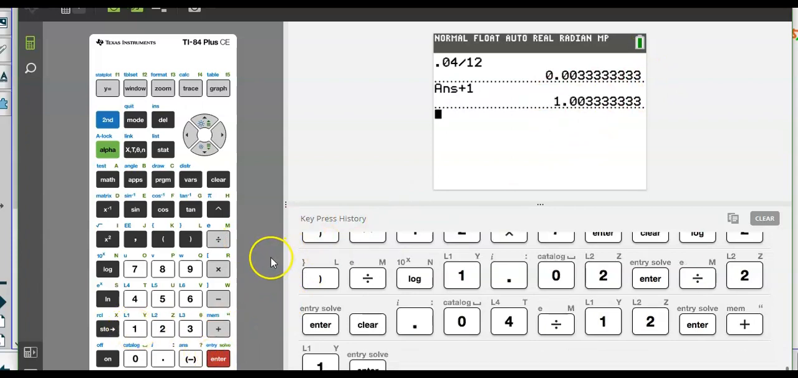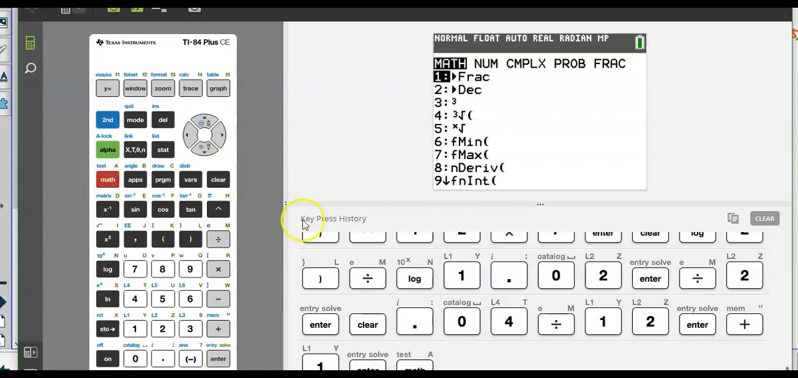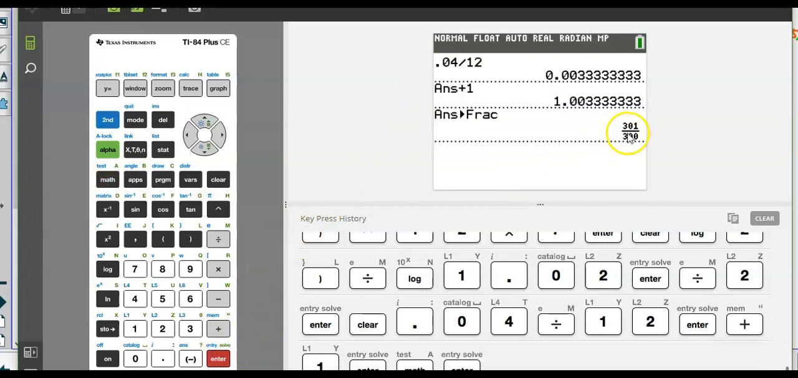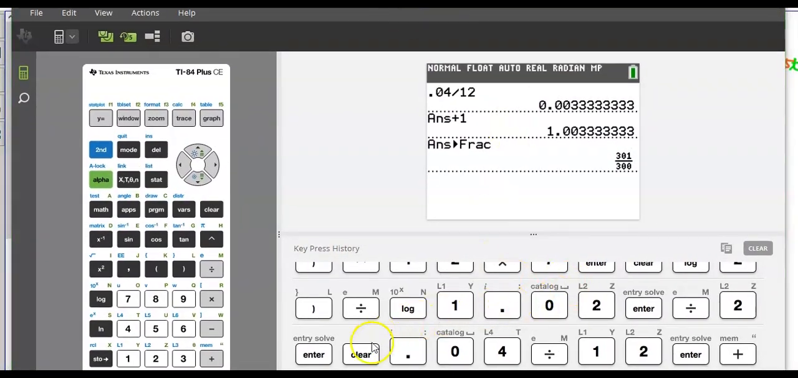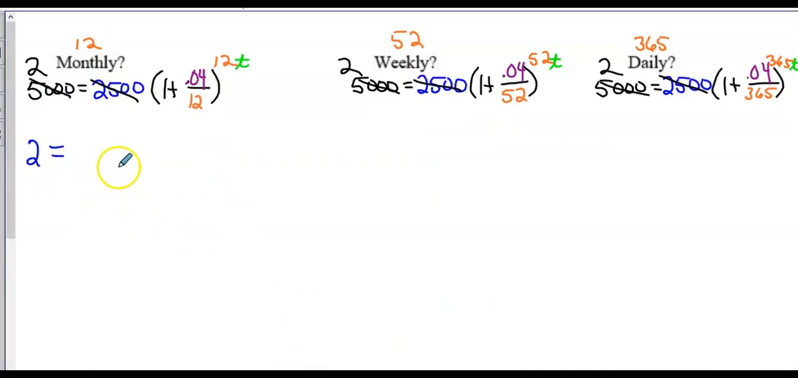What I would like for you to do is change this to a fraction. So I want you to hit that math key. Make sure fraction is highlighted. Enter, enter. This is 301 over 300. The reason is when I left this as a decimal and I rounded that decimal, I came up with an answer that was way too far off. So instead of the repeating decimal, let's put 301 over 300. And then that's to the 12t.